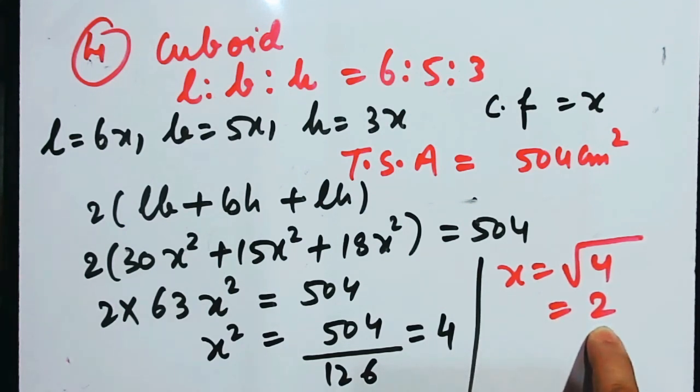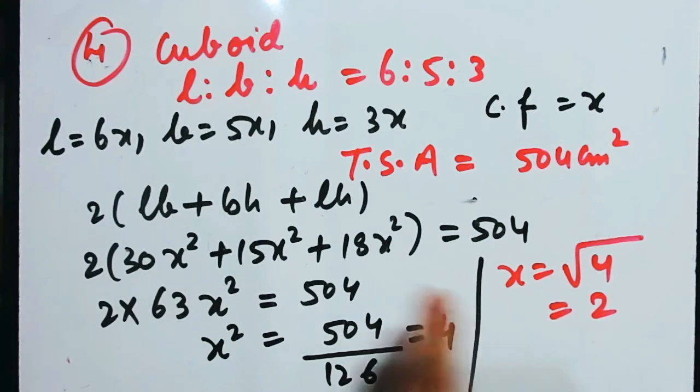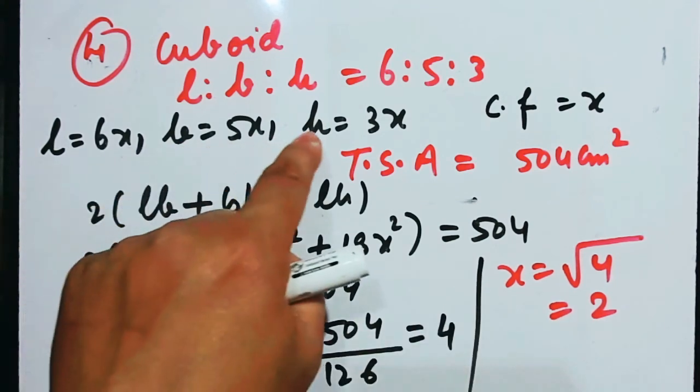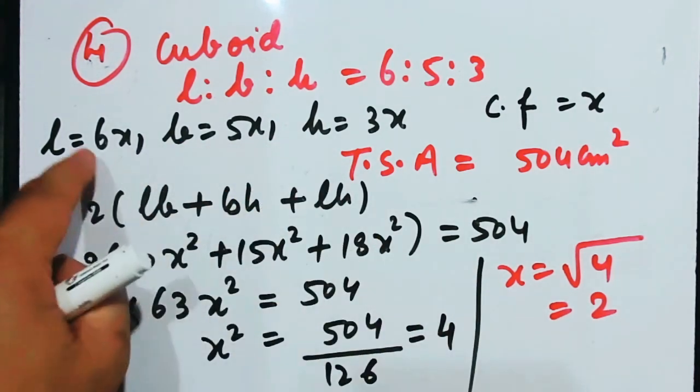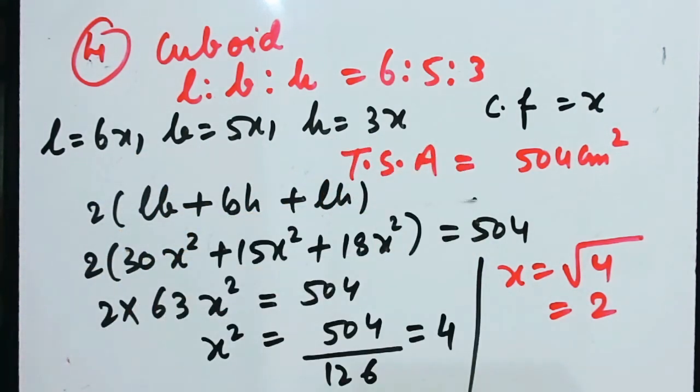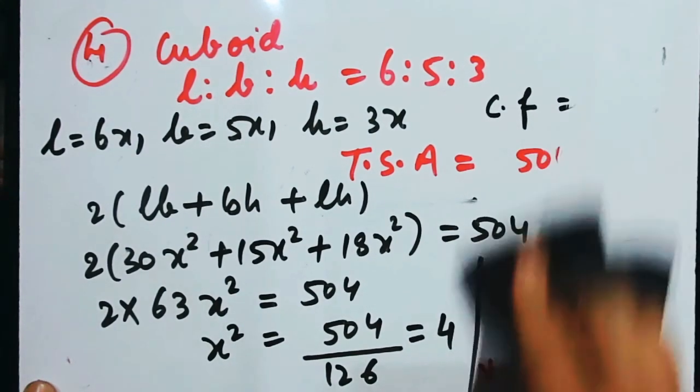Now when the value of x is equal to 2, can't you people find out length, breadth and height? Once you find out length, breadth and height, naturally you put them in the formula. Volume is equal to L into B into H, and you will get the desired value. Coming on to the next one, number 5. I wouldn't take it long, so just stay tuned.